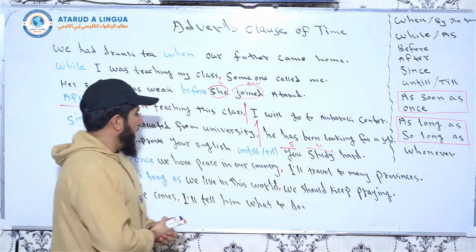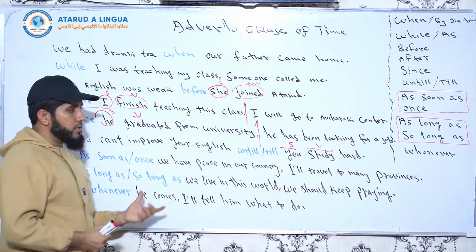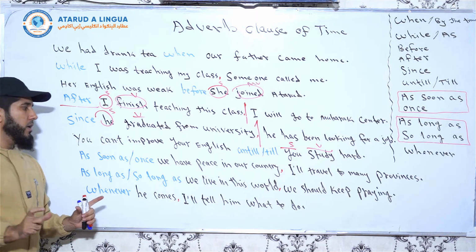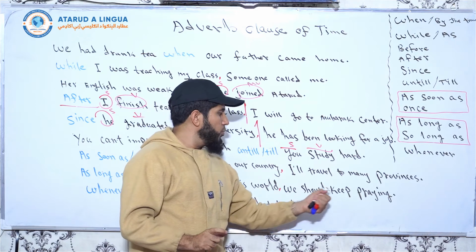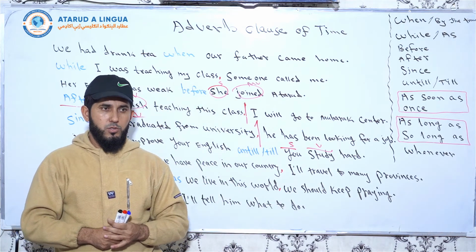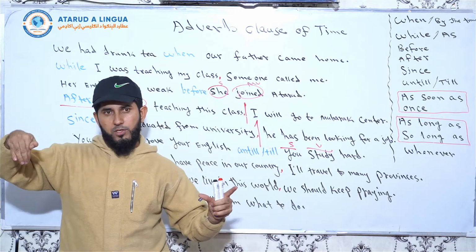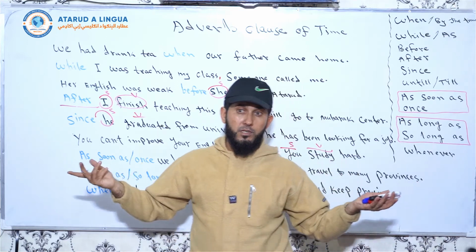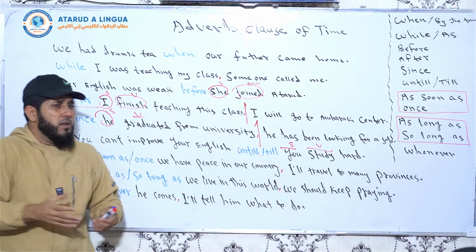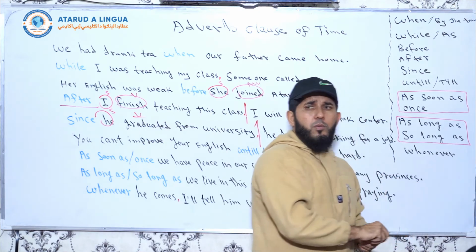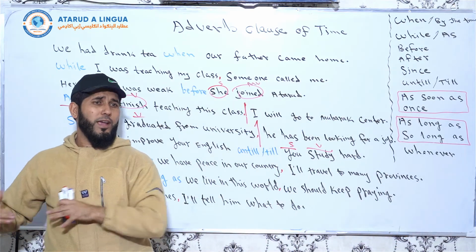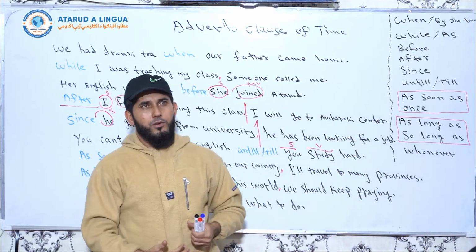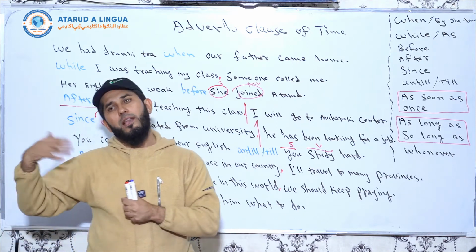So, yeah. Anyways, as long as, I told you before, it means during all the time, okay? As long as we live in this world, we should keep praying. So during all that time that we live in this world, there's a period of time, we may live in this world for 10 years, for 20 years, 50 years, 1 year, maybe a month, who knows, right? Only Allah knows about the future, right? But as long as we live in this world, we should keep praying as Muslims, if we want to be successful in the life hereafter, in the coming life, okay?